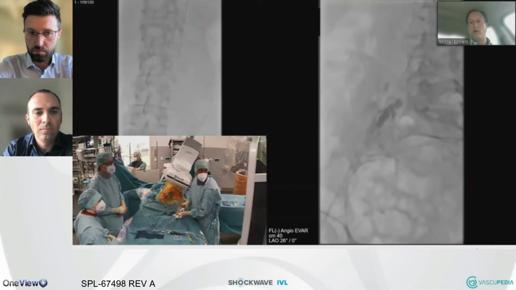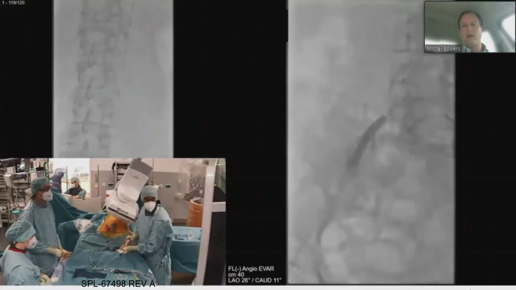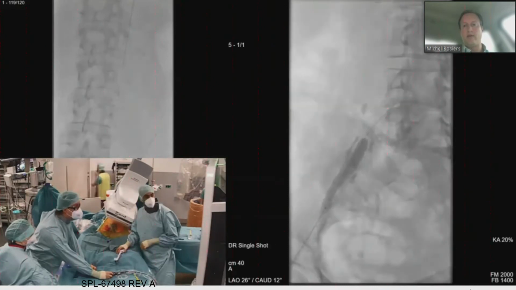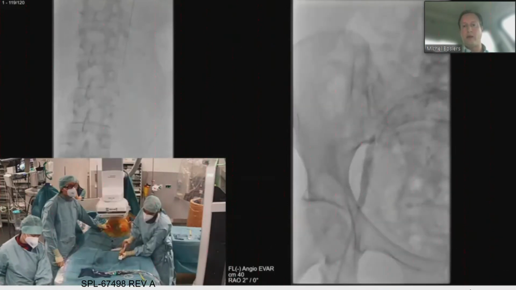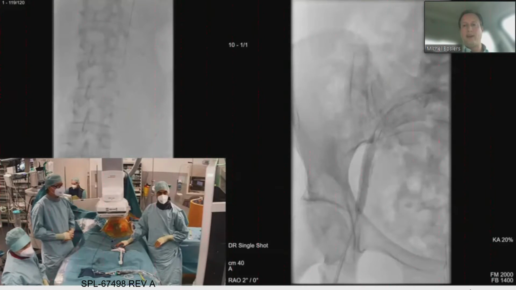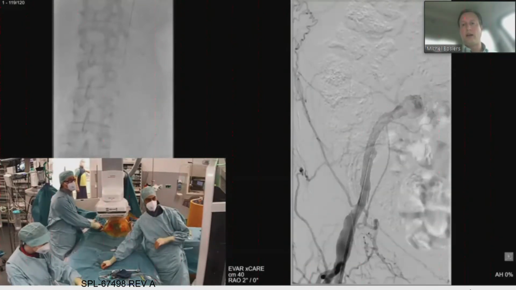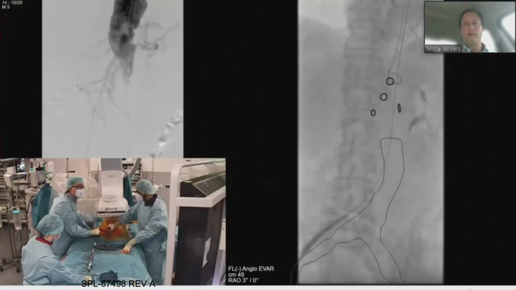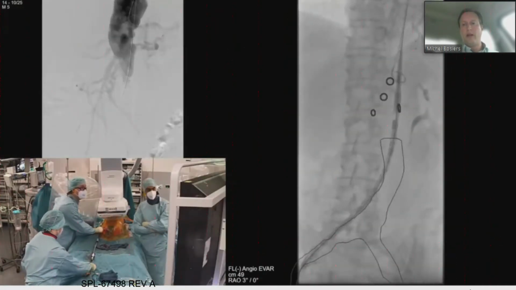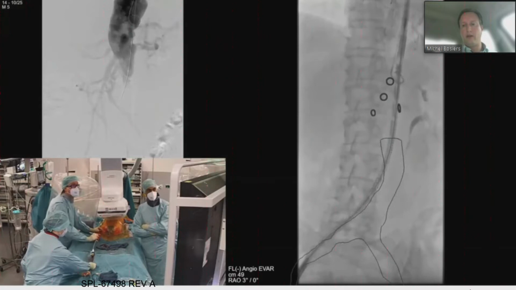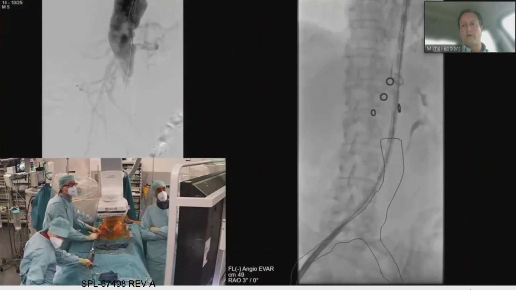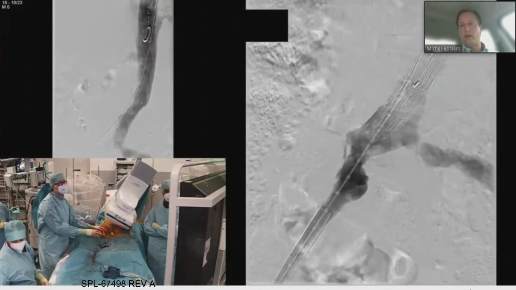We used the 014 wire, and I used an 8x60 IVL catheter. This was the M5 Plus to treat, and this is very important, to treat the entire length of the iliac axis to facilitate your endograft delivery. And here you can appreciate the smoothness of how I was able to enter the endograft.